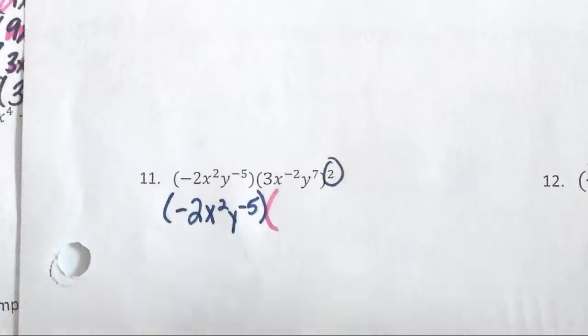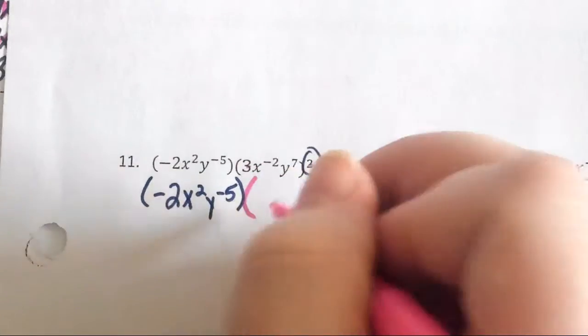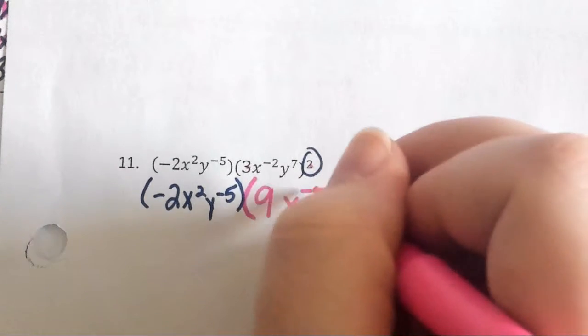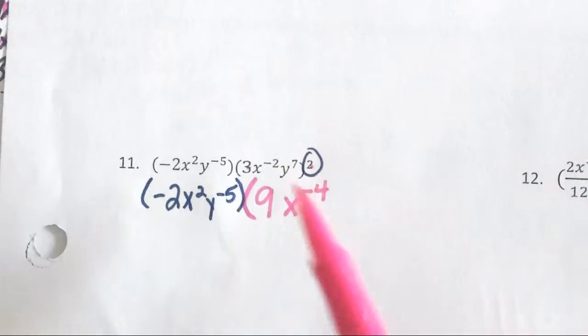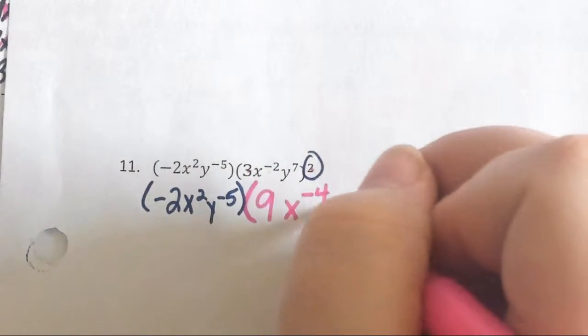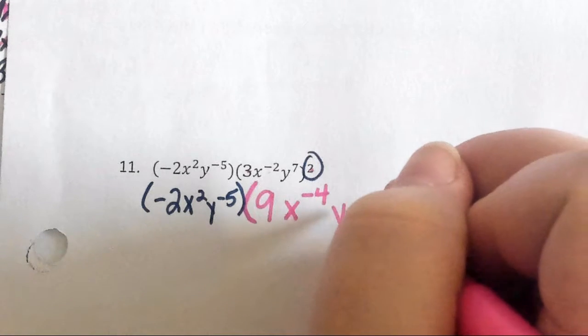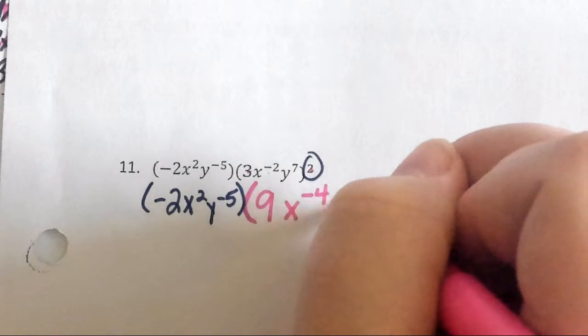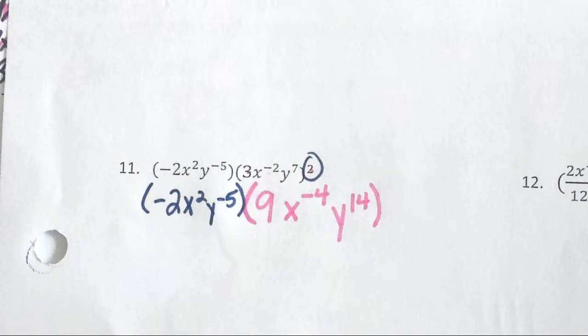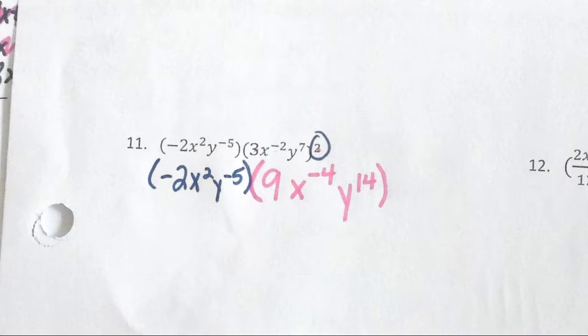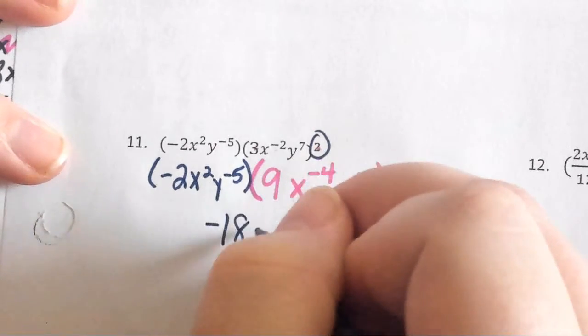So I need to raise everybody to the second power. 3 to the second power, that's 9. X to the negative what? Yes, because we're going to multiply since we're raising a power. Negative 2 times 2 is negative 4. And y to the, yeah. Is it to the 9th? To the 14th. We're raising a power, so we multiply our exponent. 7 times 2 is 14. Okay, what's our next step from here? To multiply. So we're going to have negative 18 x to the what power?